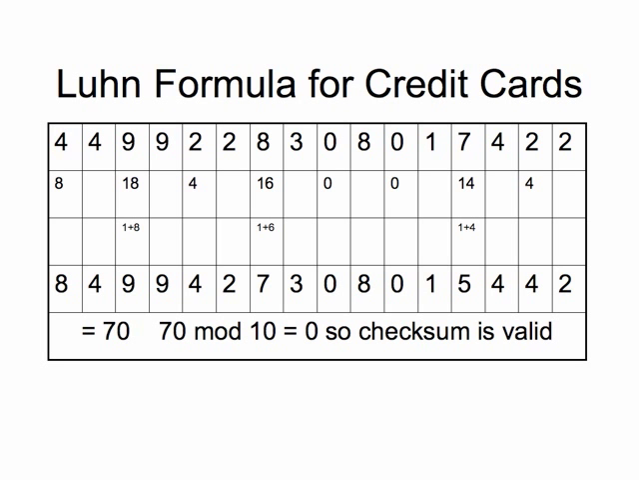Now we add up all the resulting digits. So when that 9 was multiplied by 2 and gave us 18, for example, that 18 becomes 1 plus 8, which gives us 9. The 8 times 2 giving us 16 becomes 1 plus 6, which gives us 7. So we're adding up 8, 4, 9, 9, 4, 2, 7, 3 plus 0, 8, 0, 1, 5, 4, 4 and 2. And this gives us a total of 70. And 70 mod 10 gives 0, which means the checksum is valid, because 70 is evenly divisible by 10.